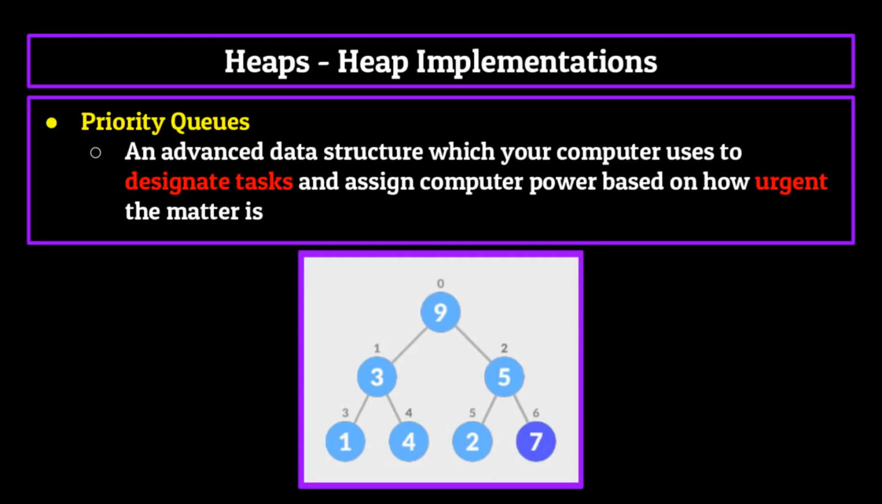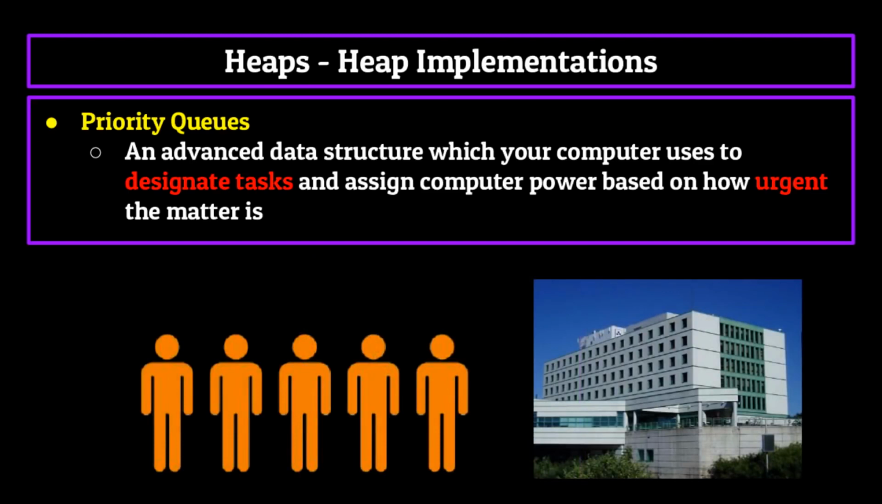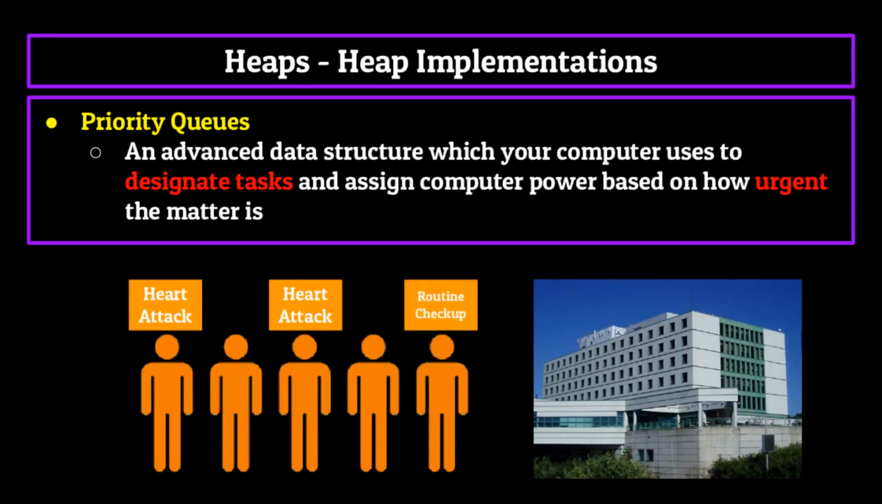Another extremely popular use of heaps is through the implementation of priority queues. Priority queues are an advanced data structure which your computer uses to designate tasks and assign computing power based on how urgent a certain matter is. Think of it like a line at the hospital. You wouldn't want your line to follow a regular queue methodology which implements first in, first out, since then you could have patients with extremely urgent matters like heart attacks waiting behind people coming in for a routine checkup.